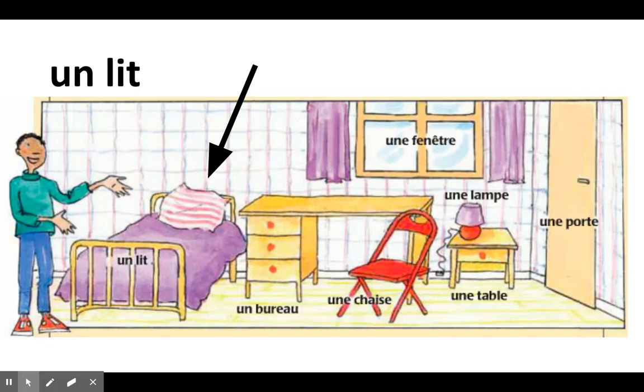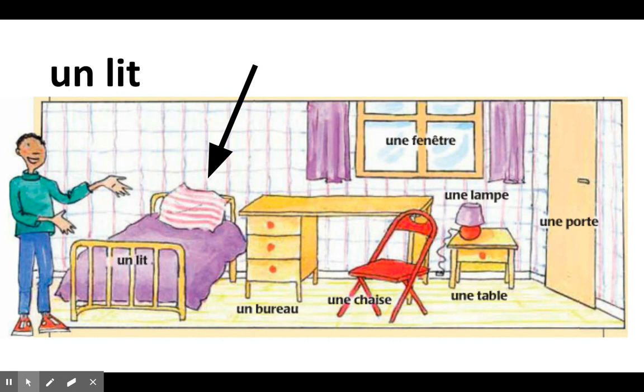Okay, let's start talking about our bedroom. These are the things in our room and also in a house that you would find. Some of these we've talked about, some we haven't. We're just going to start at the beginning. The first one is, as you can see, it's very small there. It's un lit, a bed. Say it after me, un lit. Un lit. So now you know how to say j'ai, I have, right?